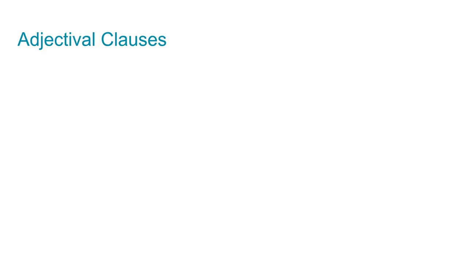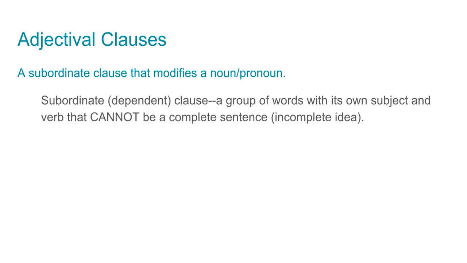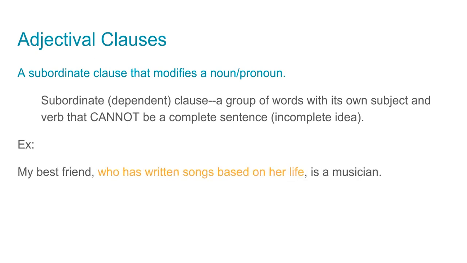And coming up on adjectival clauses, this is a subordinate clause that modifies a noun or a pronoun. If you don't remember, a subordinate clause is also called a dependent clause, and this means that we have a group of words with its own subject and verb but it cannot be a complete sentence because it does not have a complete idea. For example, my best friend, who has written songs based on her life, is a musician. Who has written songs based on her life is a subordinate clause.